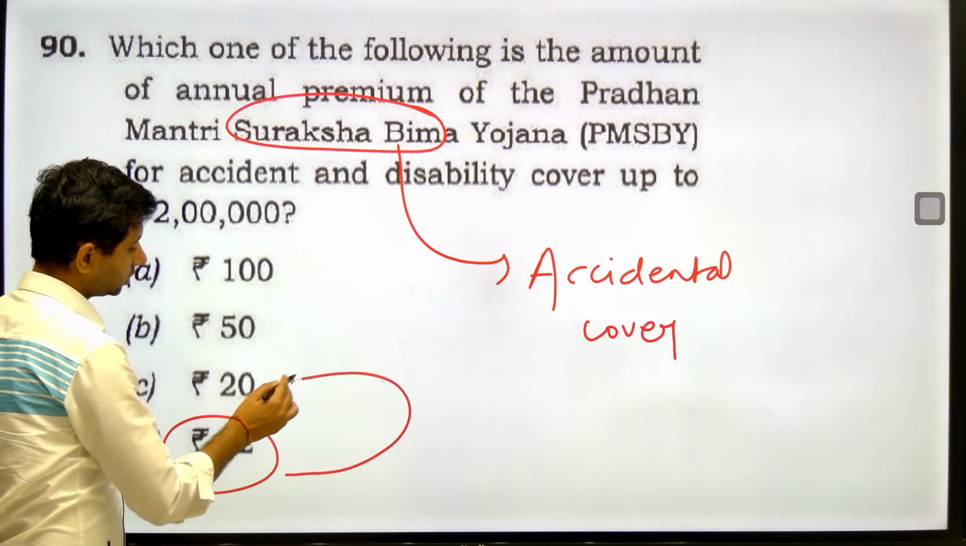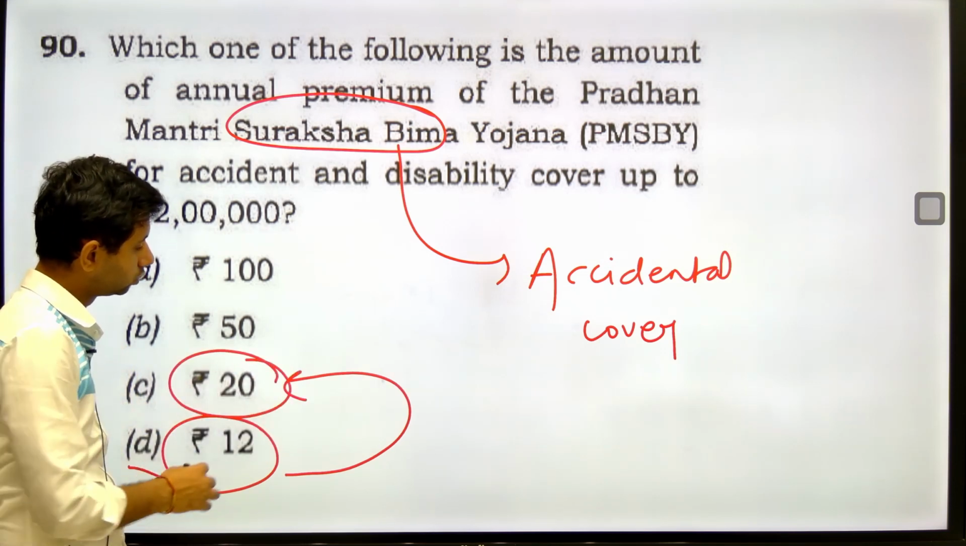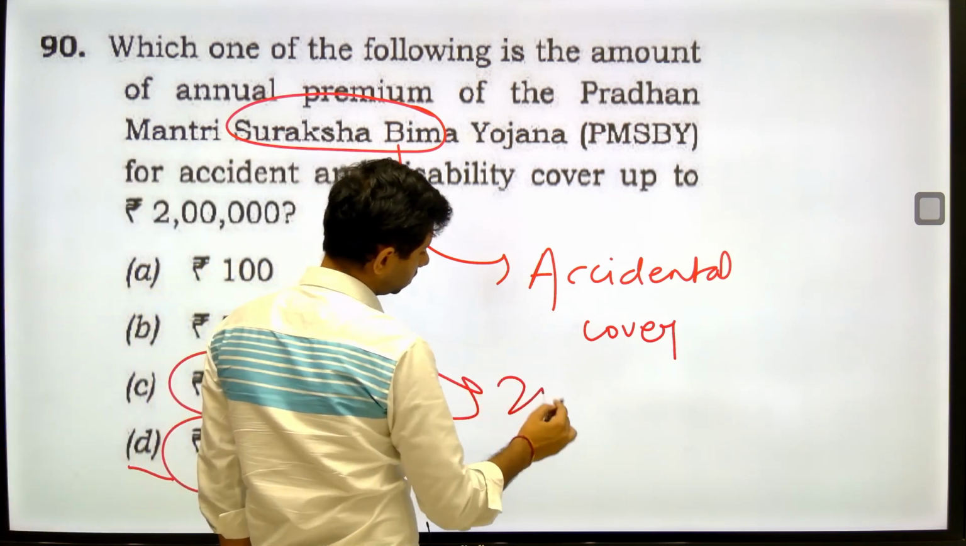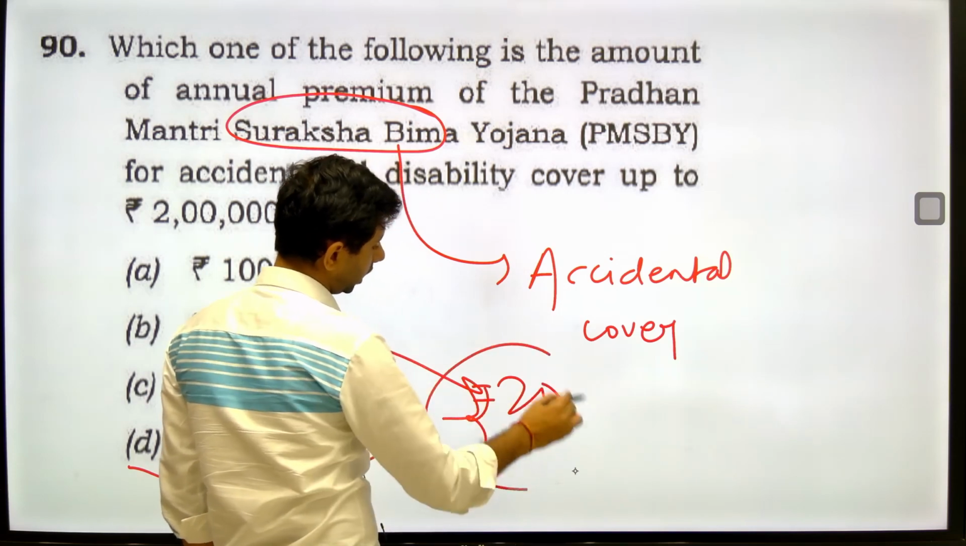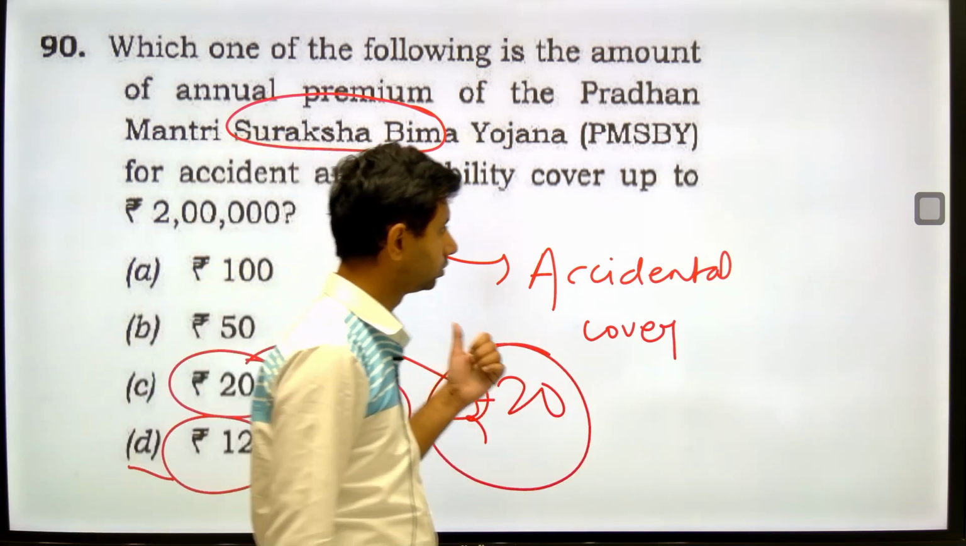But this now has been changed to rupees 20. So right now, annual premium is rupees 20. So remember that portion only. Okay, with respect to Suraksha Bima Yojana.